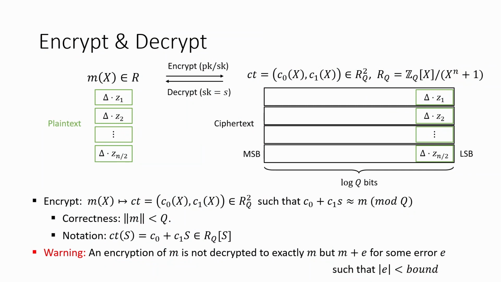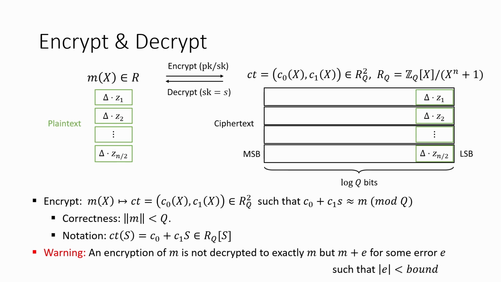Okay, so R sub q denotes the residue ring of R modulo q, which is the set of integral polynomials modulo x to the n plus 1 with coefficients in Z modulo q. So the secret key of CKKS is a polynomial s, and public key or symmetric key encryption of a plaintext m is a pair of polynomials c0 and c1, such that c0 plus c1s is approximately equal to m modulo q.